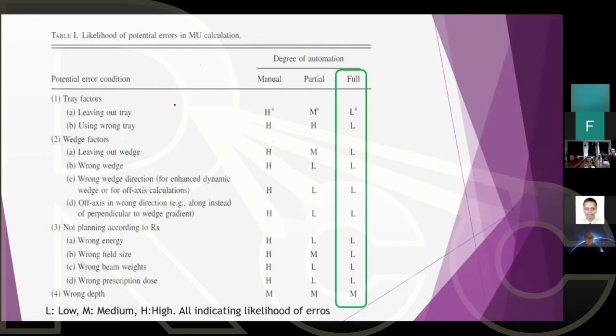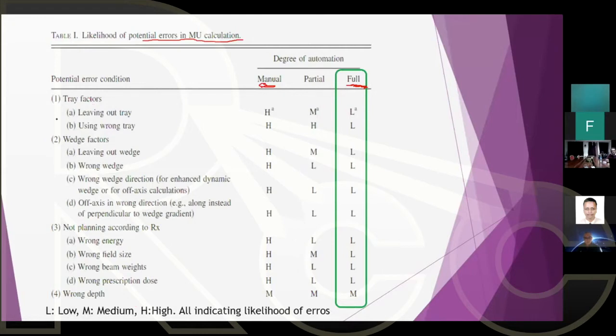So we will look at TG report 114. And basically, this report is very, very useful. And it's a very good reference. I really ask everyone, especially physicists, to read it. Now, it tells you the likelihood of errors in monitor unit calculation. And it's comparing manual versus full automation. So this is the degree of automation. L is low likelihood of error. M is medium likelihood of error, and H is high. Tamam?